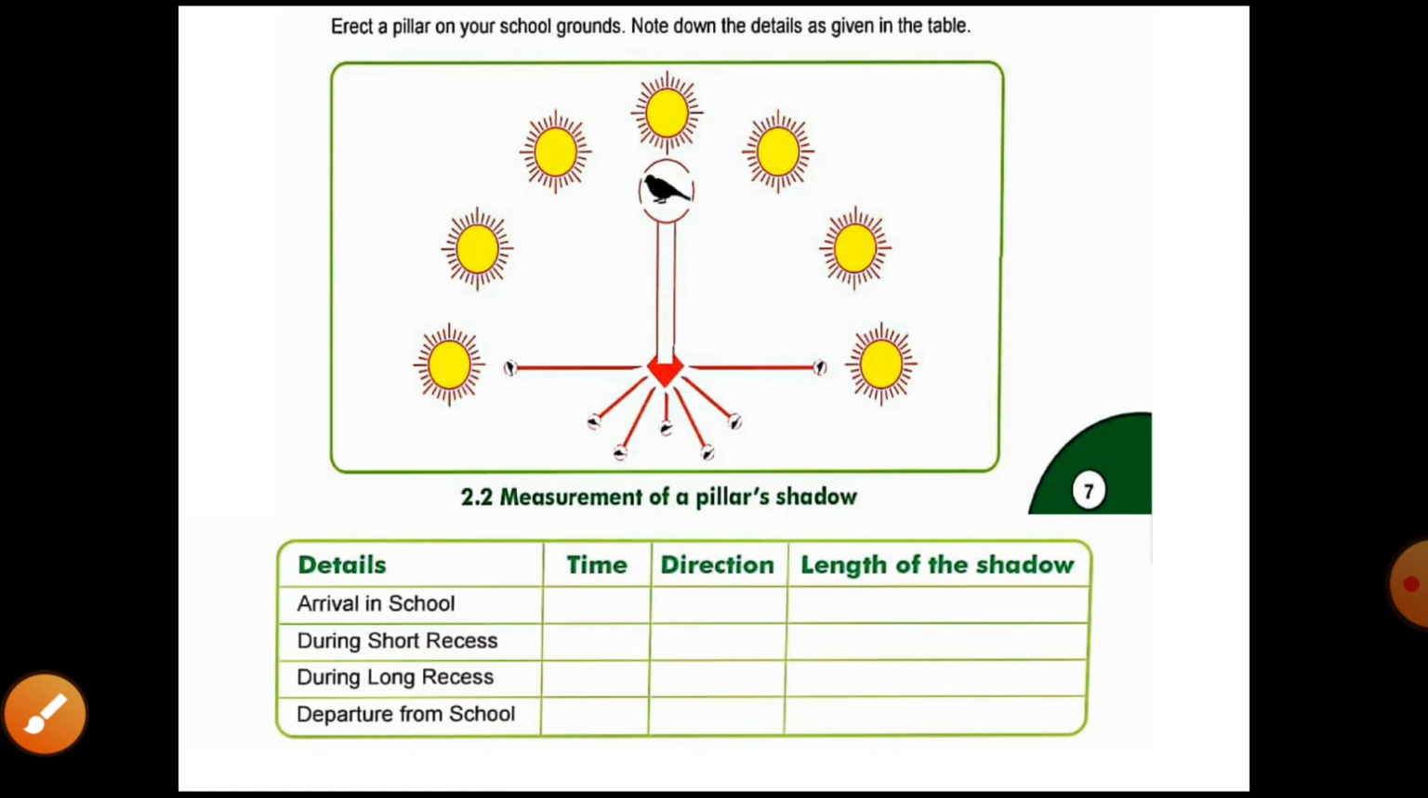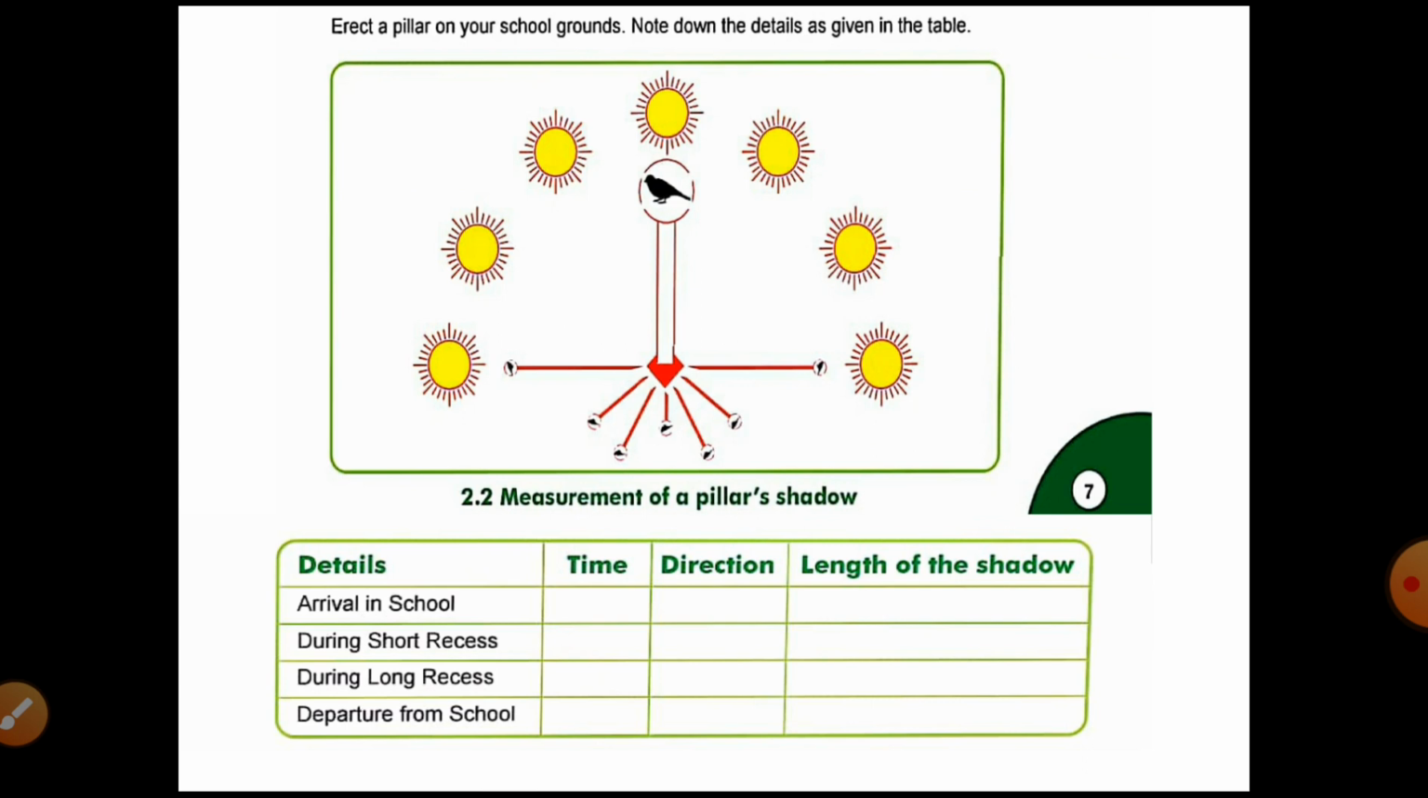So in this picture you can see that there is one pillar. So here one activity is given, so you have to complete this activity. I'll just explain what to do in this activity and how to fill the blanks given in the following table. So erect a pillar on your school grounds. Note down the details as given in the table.